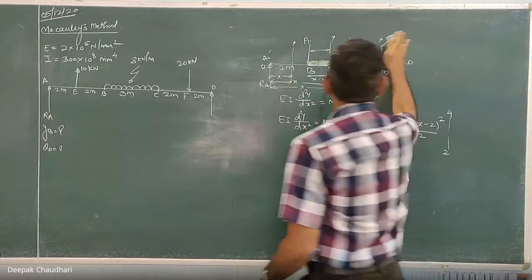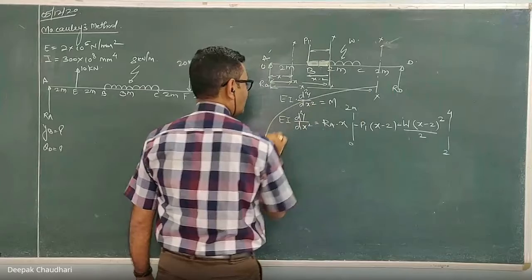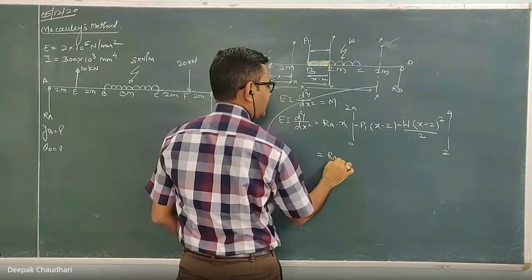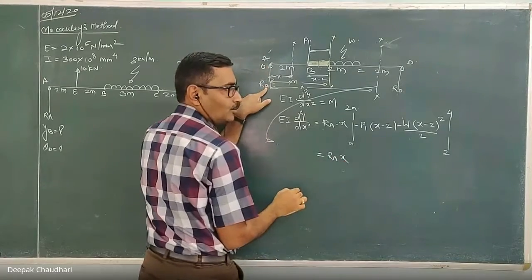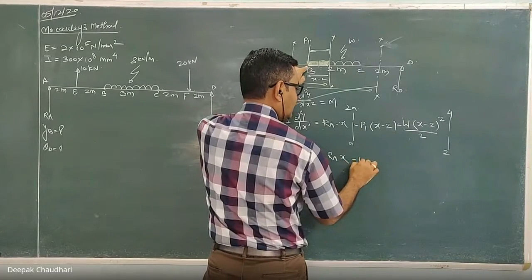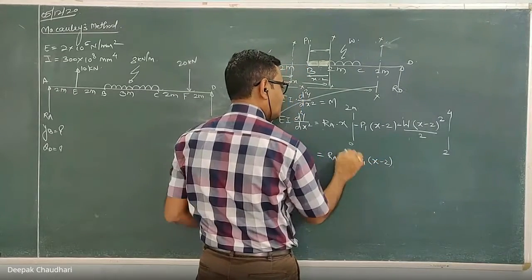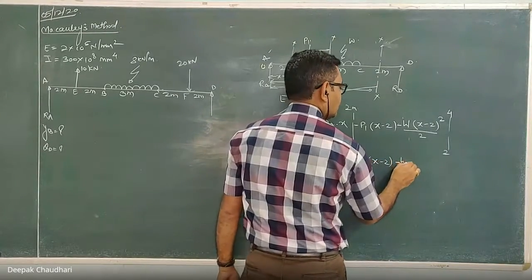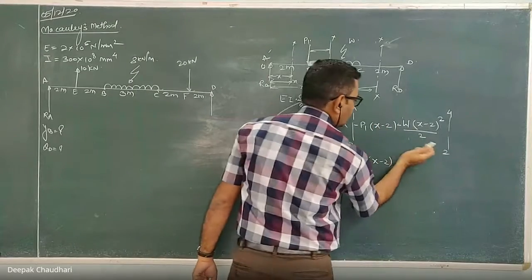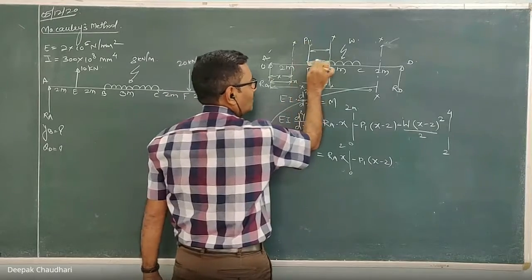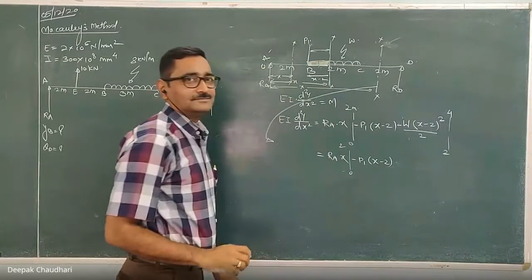Listen to me. Here I am writing the equation of the bending moment, which is equal to RA into X, the bending moment produced by this. The bending moment produced by this is minus P1 into X minus 2. This much equation is from 0 to 2, minus the equation of this UDL now. Its moment is done, its moment is done. Now the moment of this UDL is remaining.